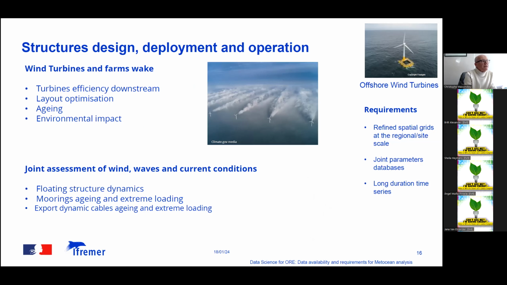We also have to consider that these wind turbines will be deployed in farms, so that the turbines' efficiency might be affected by the upstream turbines. We also have to optimize the layout of all these turbines. We are talking about hundreds of turbines per farm sometimes. This also will have an impact on aging, and as we can clearly see on the picture, we cannot neglect the environmental impact these large farms may have.